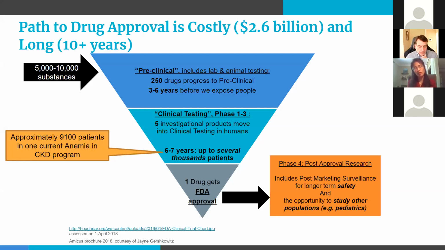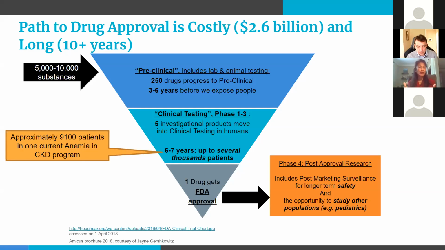So as an example, you may have been hearing about the new anemia studies that are being studied for this class of drugs called HIF stabilizers. And some of these programs and trials are already done, and one is being evaluated by the FDA. But in one sponsor's program, it's taken over 9,000 patients to study, and hopefully that drug will get approved. But just to show you, we need a lot of patients to participate in trials to get even one drug approved.